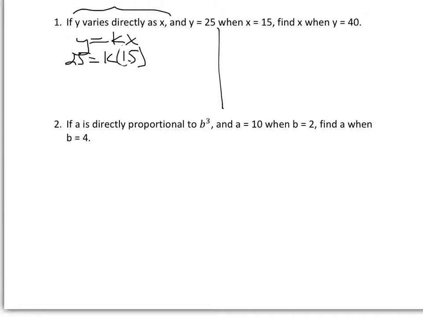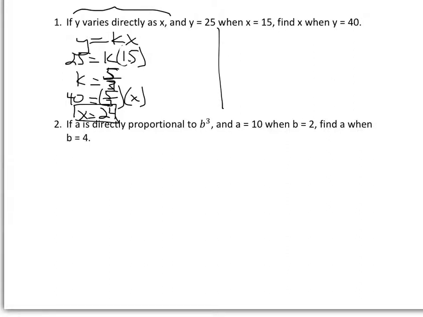So you can solve for k here. Divide by 15, and we've got k equals 5 over 3. Now we can use that 5/3 to solve for any x and y. So our new equation is y equals 5/3 times x. We know that y is going to be 40, and we're going to try to find what x is. So in order to solve for x, we're going to multiply both sides by 3/5 to get x by itself, and x is going to be equal to 24.